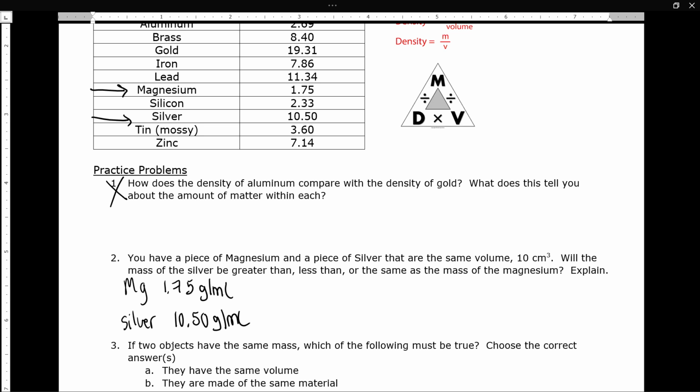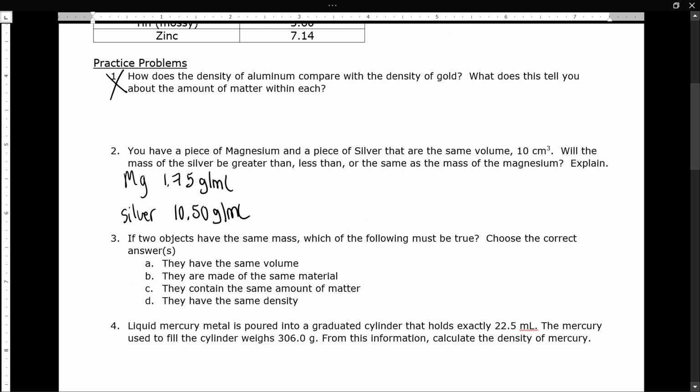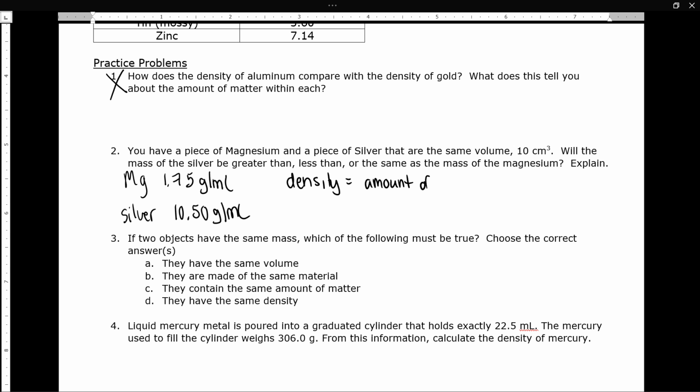So this question is getting at the meaning of density. So what does density mean? Well, density represents the amount of mass per volume. So what that means, if an object has a greater density, like in this case, silver has a greater density than magnesium, that means it would have more mass per volume.